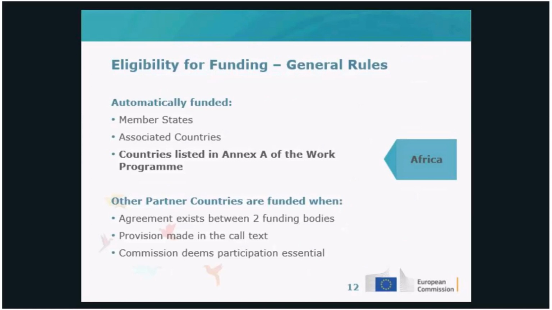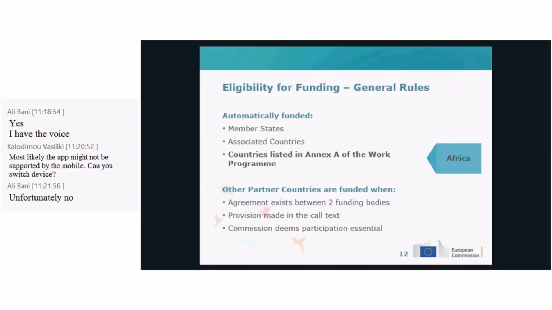From Africa, we have only Tunisia right now belonging to this category of associated countries. And then we have all these countries listed in Annex A of the work program, which includes all African countries. And as we said earlier, these are not automatically eligible for funding from Horizon 2020. There are other conditions for other partnership countries, for example, cases of industrialized and emerging economies, but since this particular webinar is focused on African countries, I will not explain further on this. This was covered by the previous webinars.